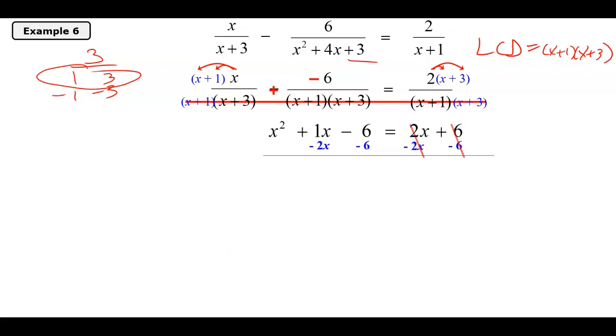So look at what we did here, okay? We are trying to get this equal to 0, so I'm going to try to eliminate the right side. Minus 2x, minus 6. And I get this trinomial, x squared minus 1x minus 12.